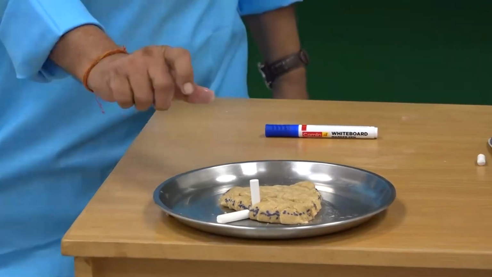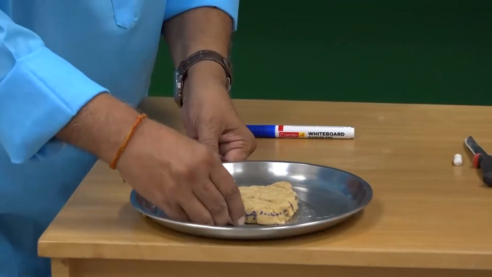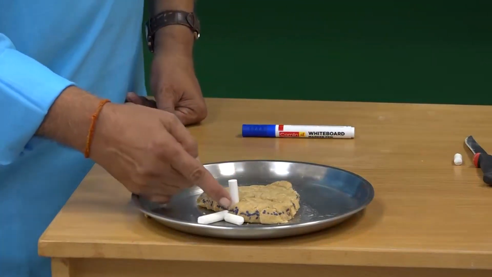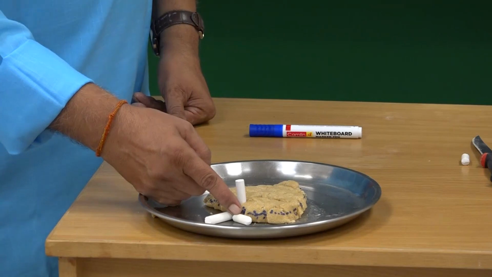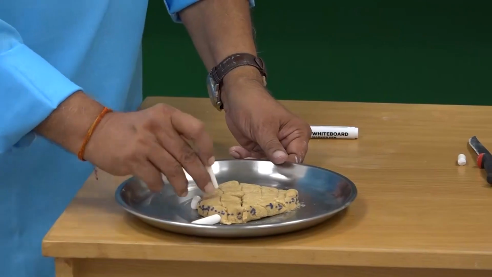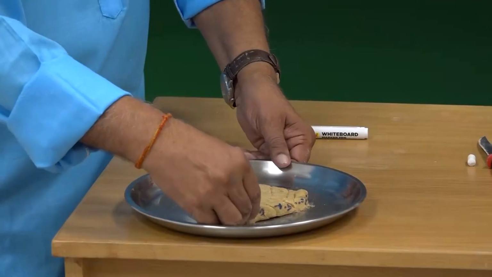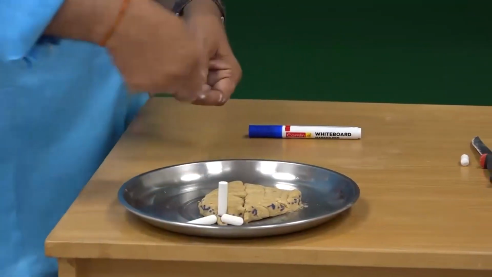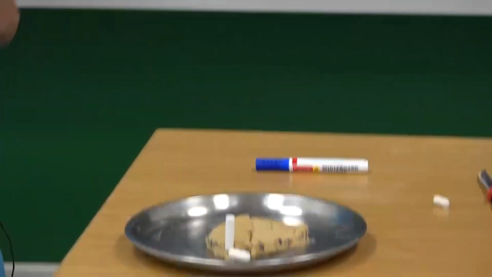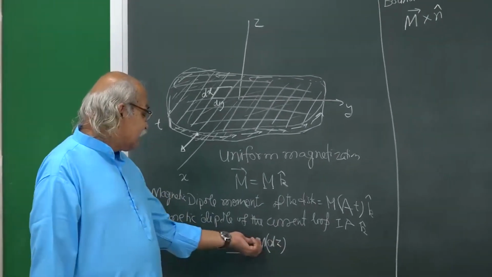So, M cross n cap will be perpendicular to both and going in this direction. M cross n cap is this direction, and that is the direction of the current anywhere on the surface, anywhere. If you are here, this is the perpendicular, and this is the direction of M, and M cross n will be perpendicular to both and going this way. So, this is giving me the direction of the current. And what about magnitude? Magnitude is M times dz, the current is M times dz.